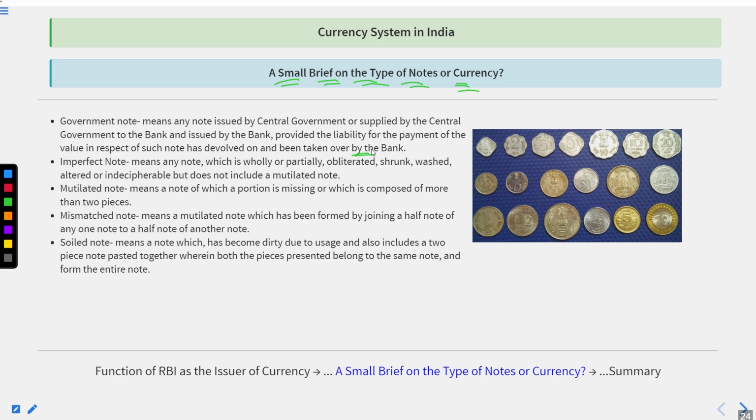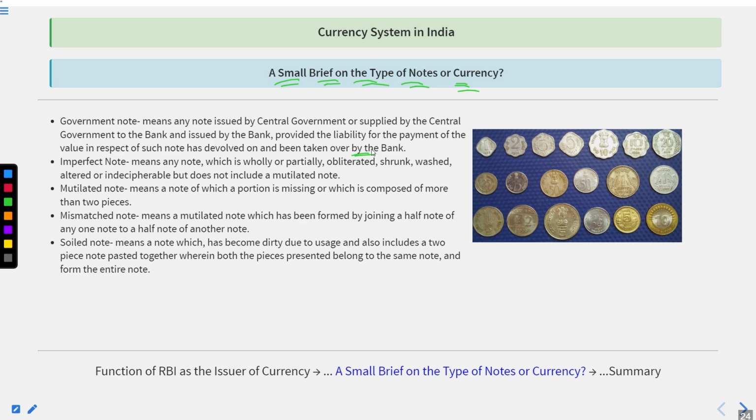Imperfect note means any note which is wholly or partially obliterated, shrunk, washed, altered, or indecipherable but does not include a mutilated note. Mutilated note means a note of which a portion is missing or which is composed of more than 2 pieces.